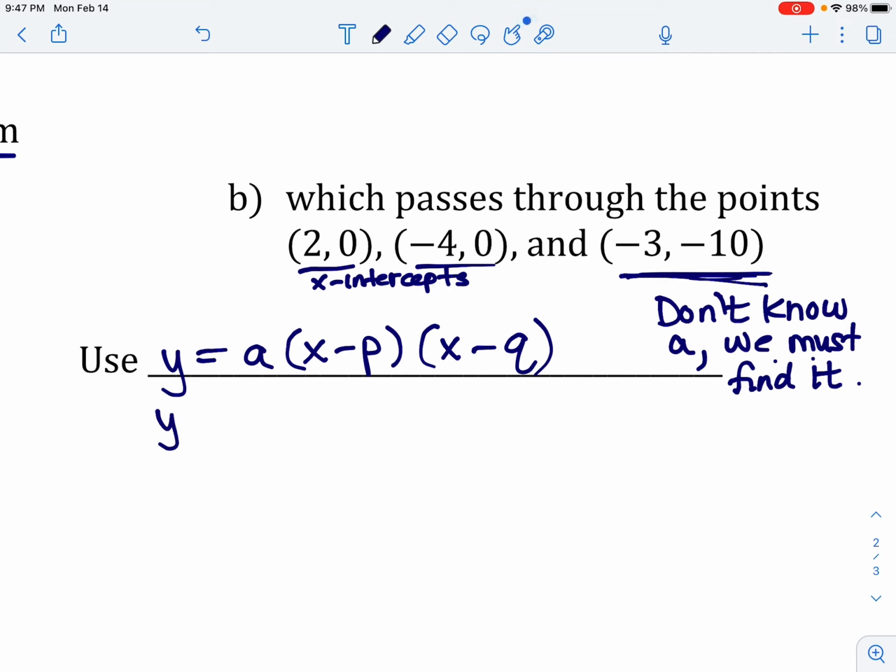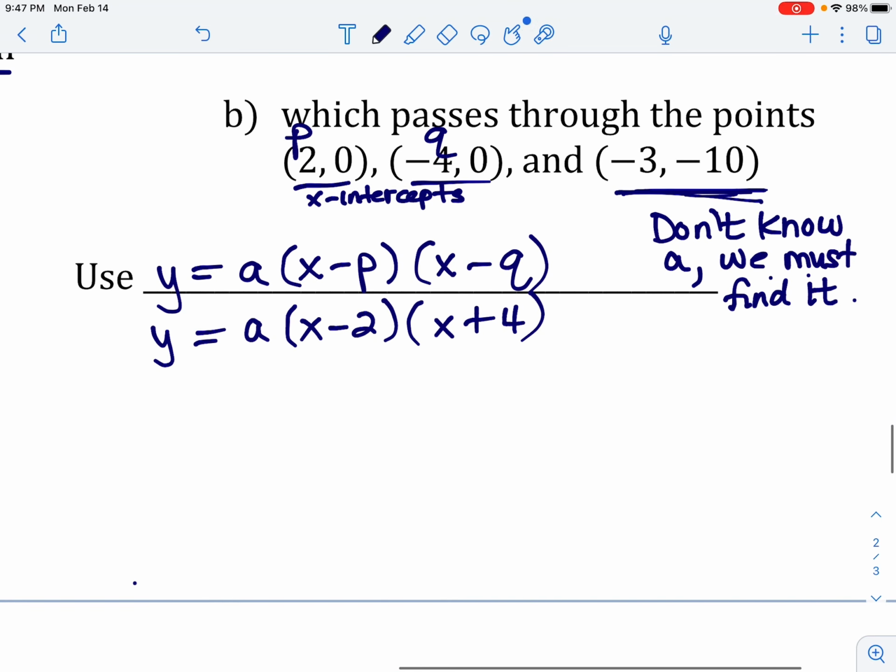So y equals a, plug in what we know. We have our intercepts, so this is p, this is q. We have x minus 2, x plus 4. Remember, it's the opposite of what it is. Now we're given this point, (-3, -10). So we know -3 is x, -10 is y. I can plug those values in to the equation.